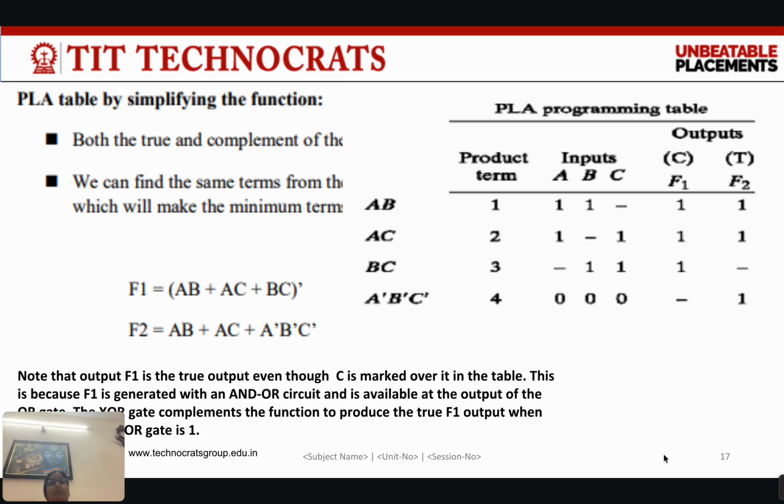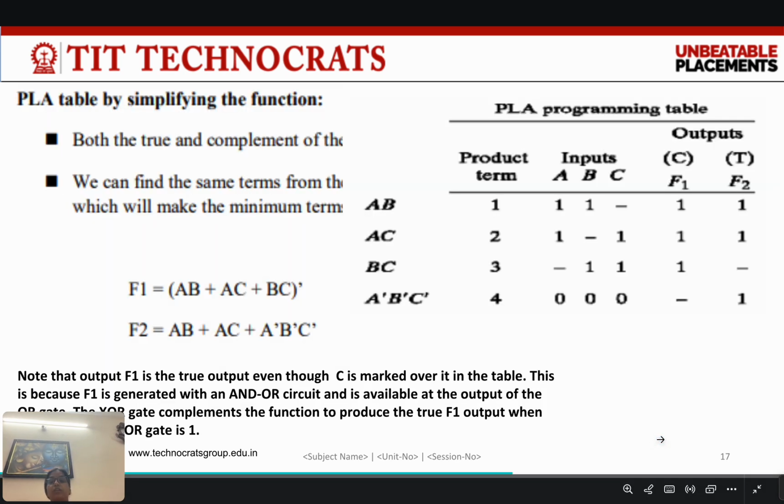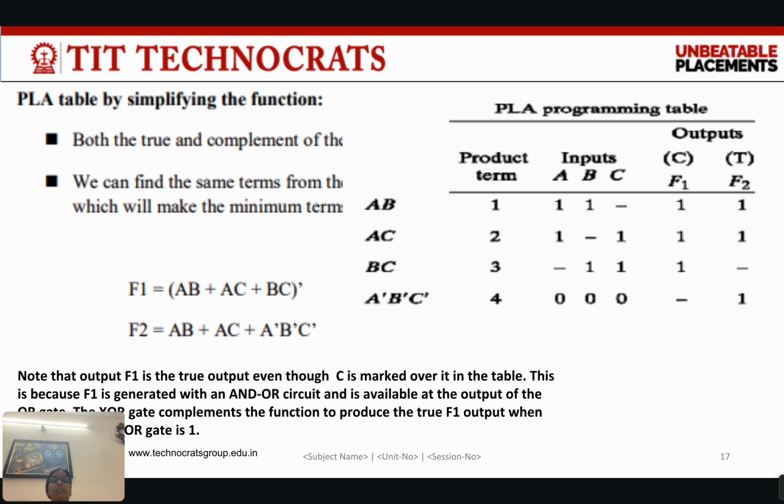Similarly, in the output we have to write F1 and F2. For F1 we have the AB, AC and BC terms, so we have written 1, 1, 1. In the F2 function we have the product terms AB, AC and A dash, B dash, C dash. So we have written 1 for those terms. We have programmed the programming table in this way.